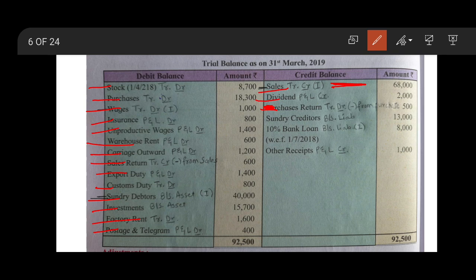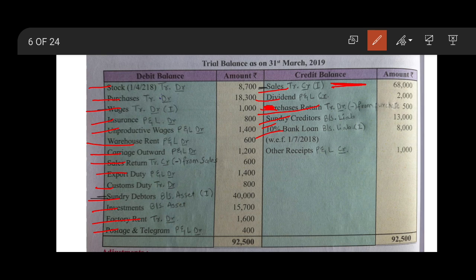Next is dividend. As dividend shows a credit balance in the trial balance, we will show it on the credit side of profit and loss account. Purchase return is definitely deducted from the purchases on the debit side of trading account. Next is sundry creditors, balance sheet liability side, but we don't have a balance sheet here, so we will not transfer it. 10% of bank loan, balance sheet liability side, but we are not preparing a balance sheet here.